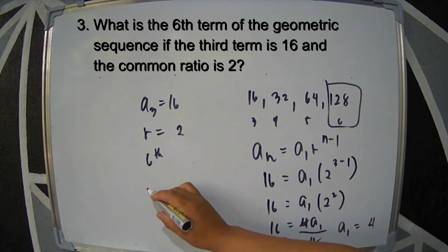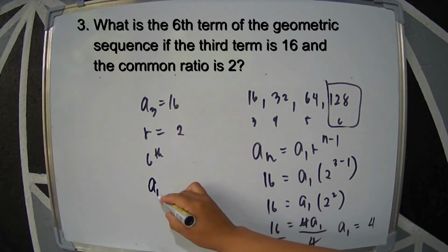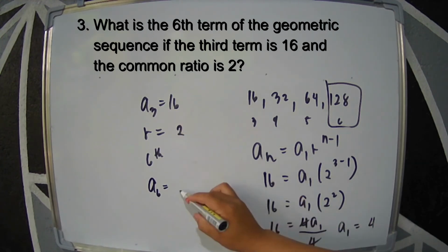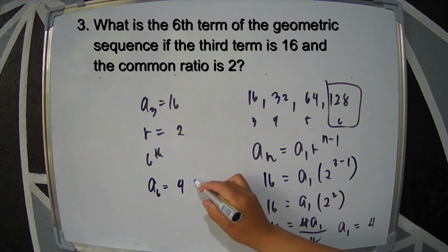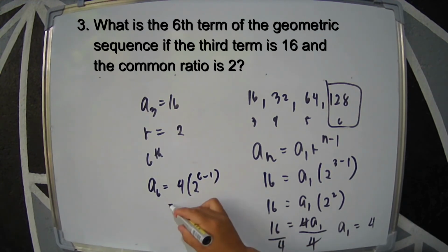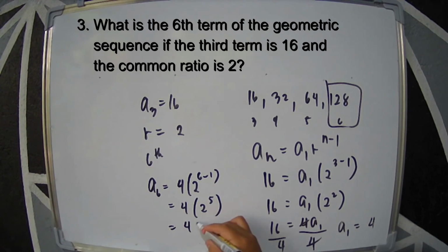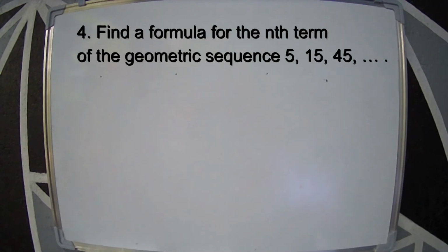Okay, so let's compute for a sub 6. a sub 6 is equal to a sub 1, which is 4, times r, which is 2, raised to 6 minus 1, and that is 4 times 2 raised to 5. 2 raised to 5 is 2 times 2 times 2 times 2 times 2, and that is 32. So 4 times 32 is 128. So still the same.